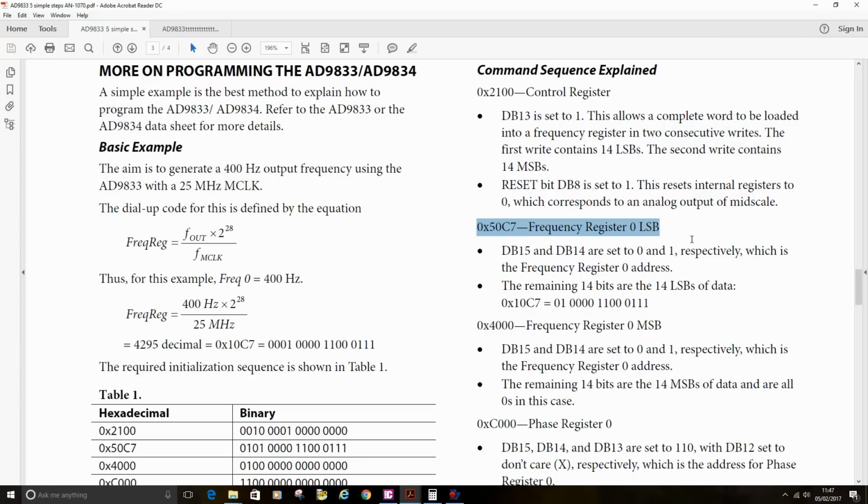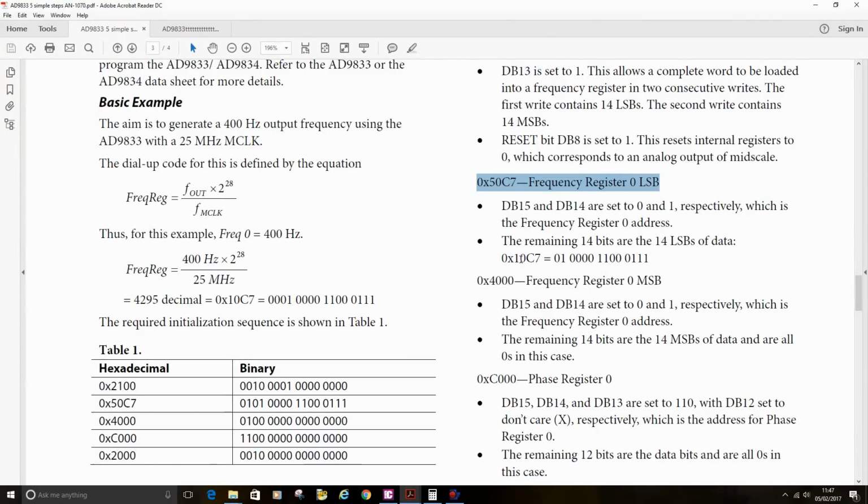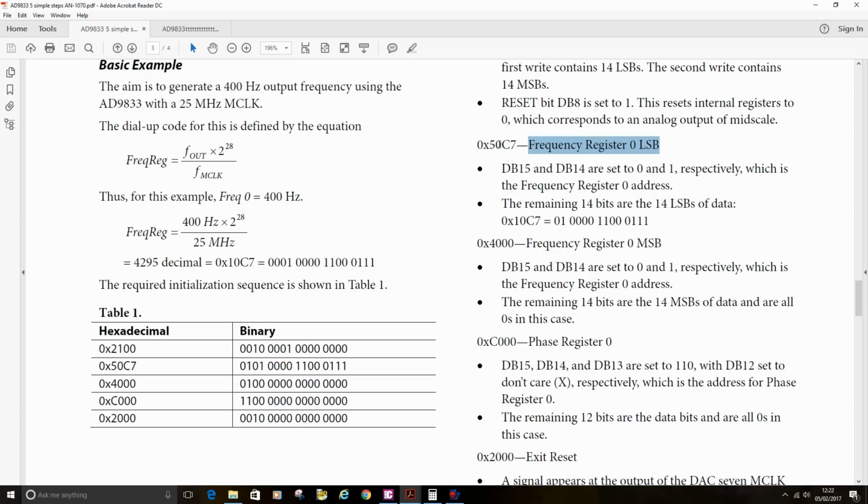Now this is where it gets slightly confusing. So remember, we've got this 10C7, and that's the binary representation. But we've got to OR this with these bits here, DB15 and 14, that are already set to 0 and 1. Frequency register, he's got 0x50C7. Frequency register 0, least significant byte, or least significant bits, 14 of them.